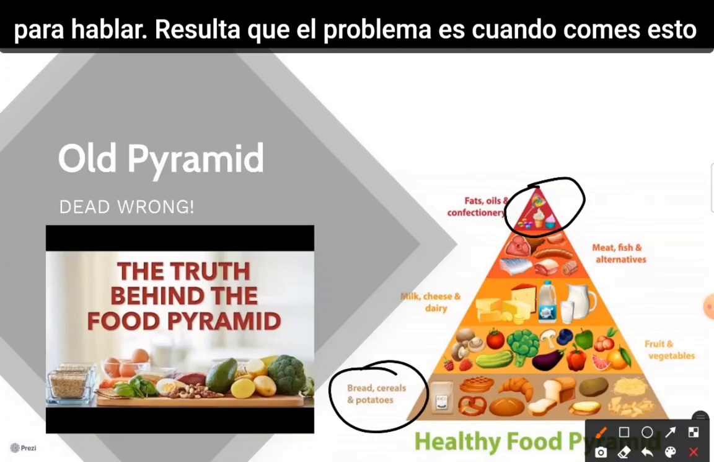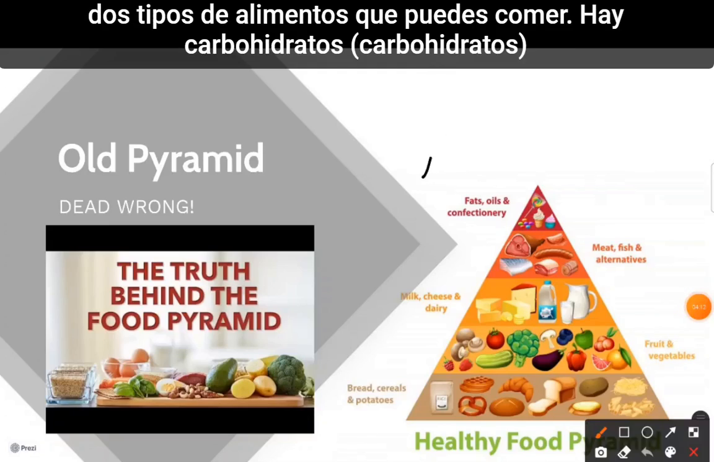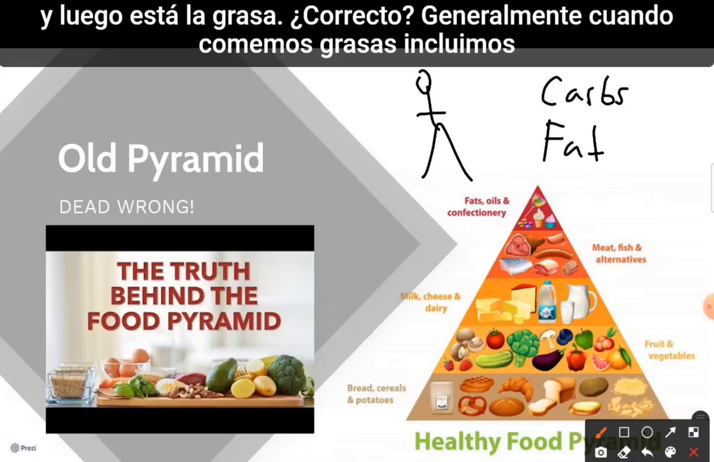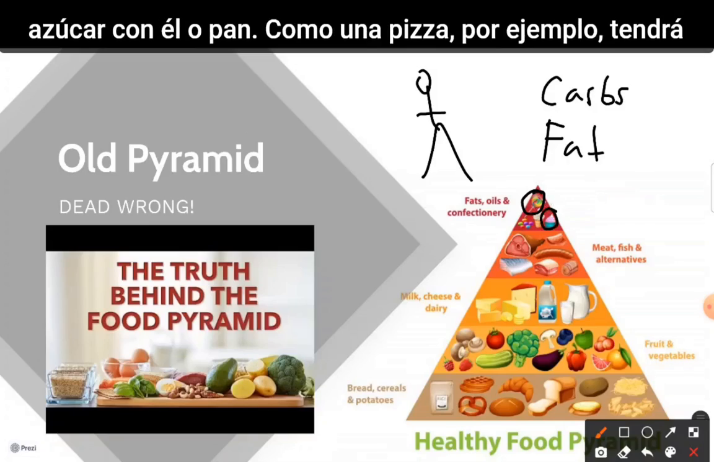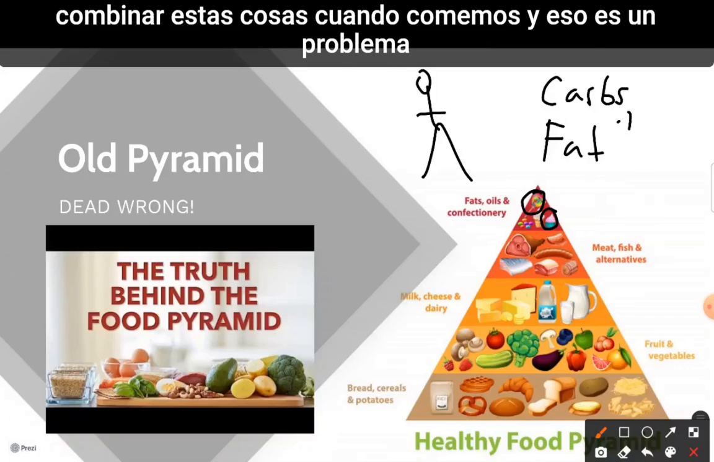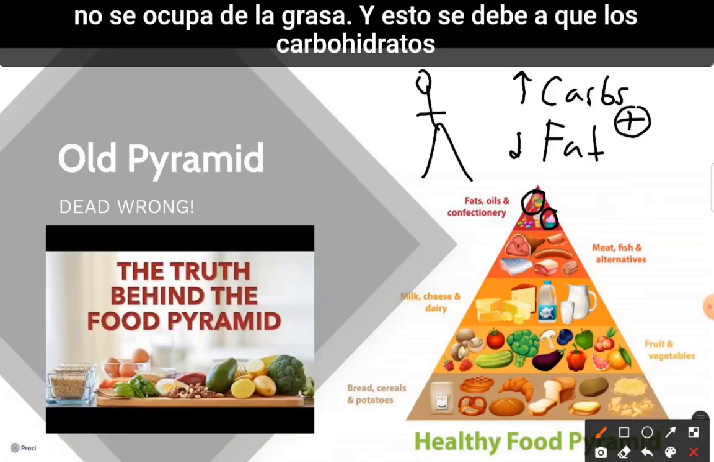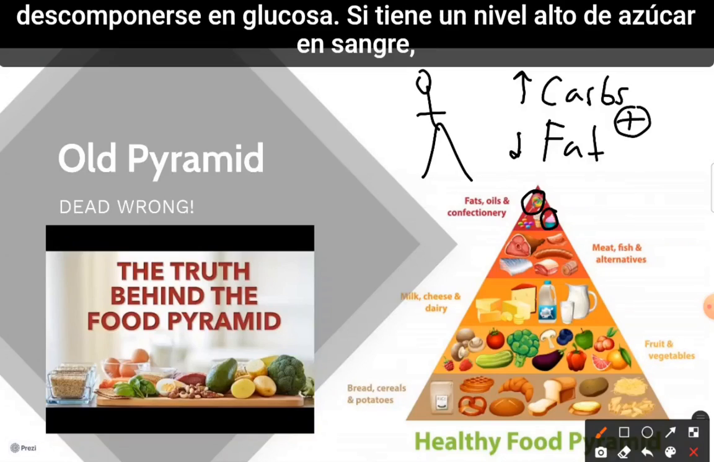It turns out the problem is when you eat this stuff with fat. And I'll describe why. So basically, there are 2 types of food that you can eat. There are carbs, carbohydrates, and then there's fat, right? Generally, when we eat fat, we include sugar with it. Or bread. Like a pizza, for example, will have fat from cheese, but also the bread is a carb. And so we tend to combine these things when we eat. And that is a problem because your body preferably takes care of carbs first, and it does not take care of fat. And this is because carbohydrates break down into glucose.